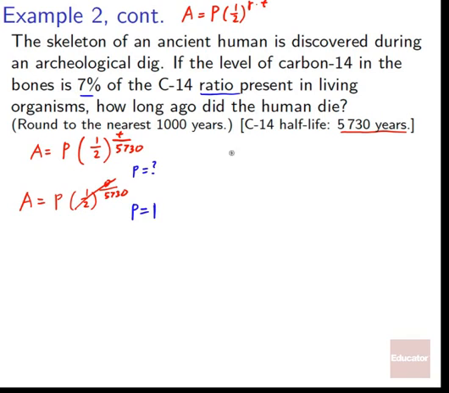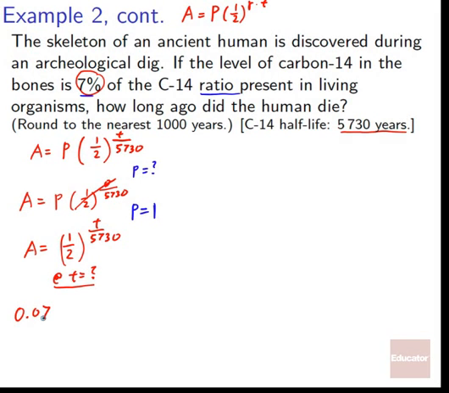So initially, this p is just going to be 1, because the ratio at the instant of death is just 1, because it's the normal thing with other living organisms. So our amount is 1/2 raised to the t over 5730. Now, at this point, we want to figure out what is the time that it took to get to where we are now. So at t equals question mark, we don't know what the time is, but when we have it at 7%, we know the amount is going to be 0.07, right?